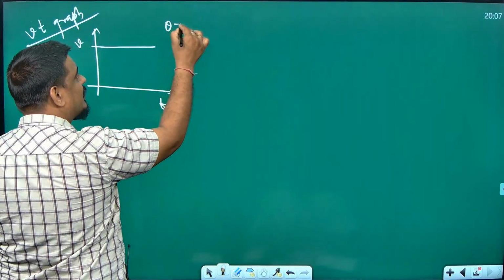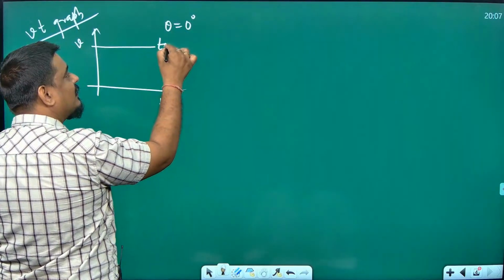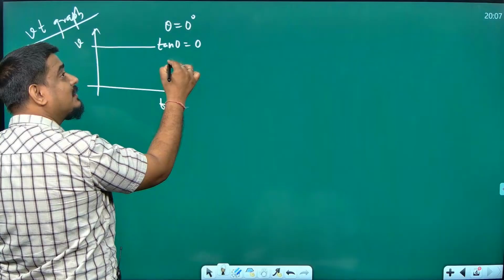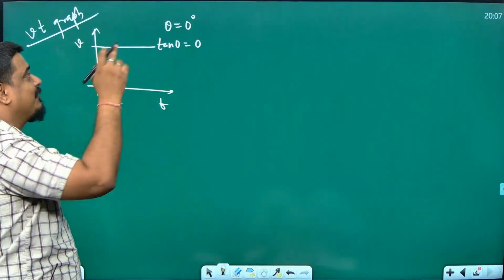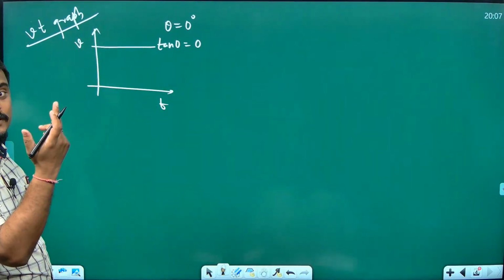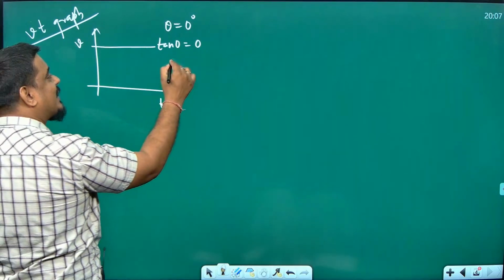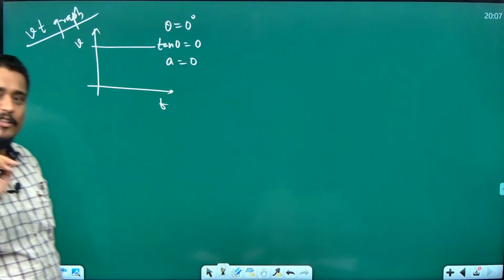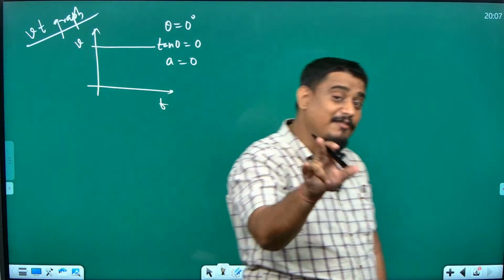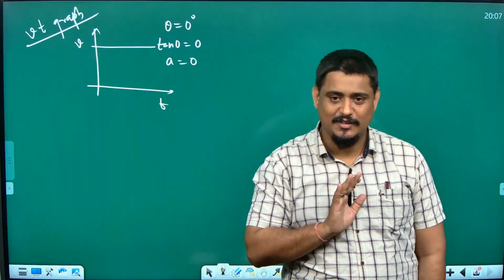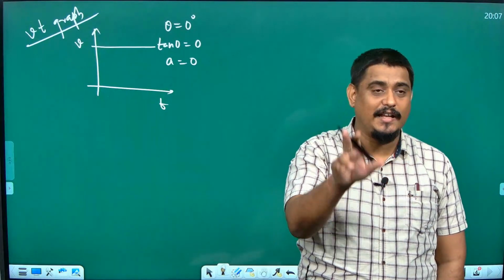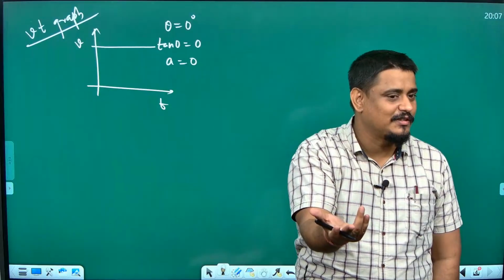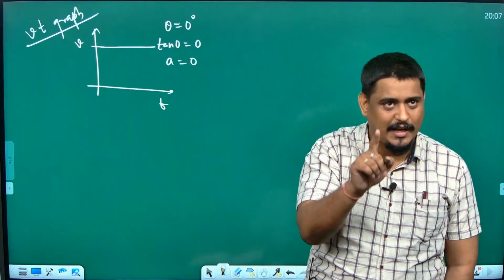Very good. Theta is 0 degree, so tan 0 will be 0. It means what? VT graph slope gives what? Acceleration. So acceleration is 0. 0 acceleration means velocity is constant. This is the way of saying in 11th standard. Since theta is 0, tan theta is 0, acceleration is 0, so velocity is constant. Got my point? I hope.